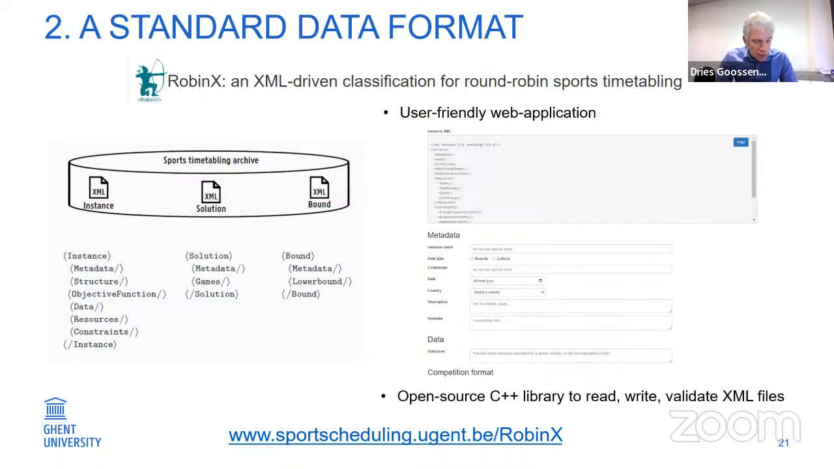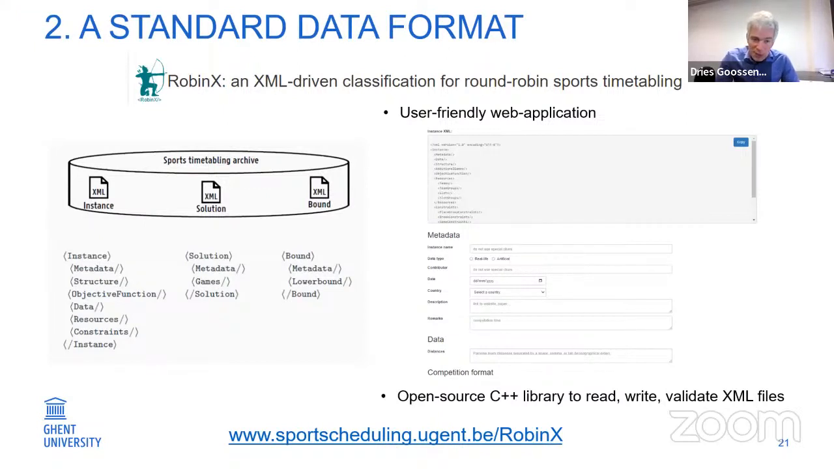It allows us to structure problems in a way that we can still read them humanly, but at the same time also be efficient to process them with program code. So we have three types of data formats. We have one for an instance that describes the whole problem instance. We have one for a solution, and we have one for a bound, if you have found a lower bound for a particular problem.